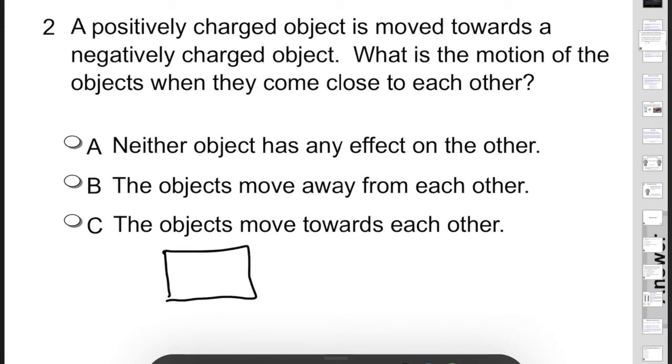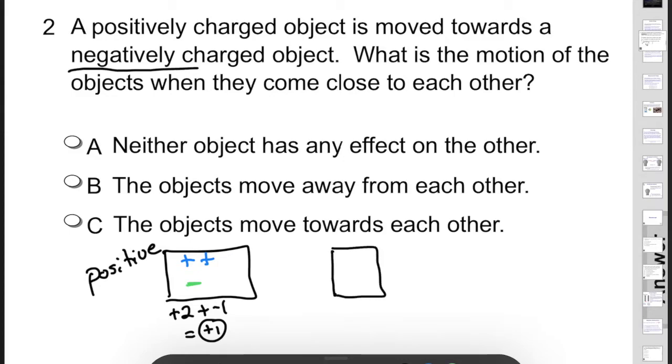We have one that is positive. Remember, if this one is positive, what does that mean? We have positive charge, but we have what? Negative charge. But the problem is that we need to have more positive than negative. This is the only way that the object is going to be positive. Since we have 2 positive plus 1 negative is going to be equal to what? 2 positive. Now, the other object is negative.